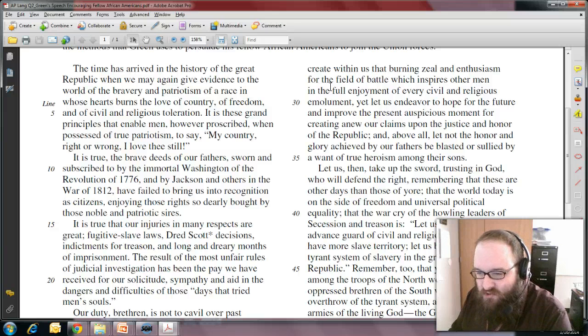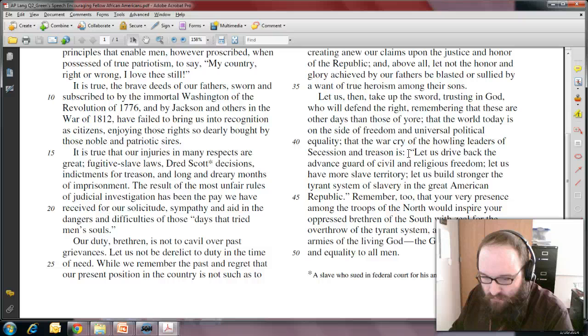Fugitive slave laws, Dred Scott decisions, indictments for treason, and long and dreary months of imprisonment. The reason of the most unfair rules of judicial investigation has been the pay we have received for our solicitude, sympathy, and aid in the dangers and difficulties of those days that tried men's souls. Our duty, brethren, is not to cavil over past grievances. Let us not be derelict to duty in the time of need.